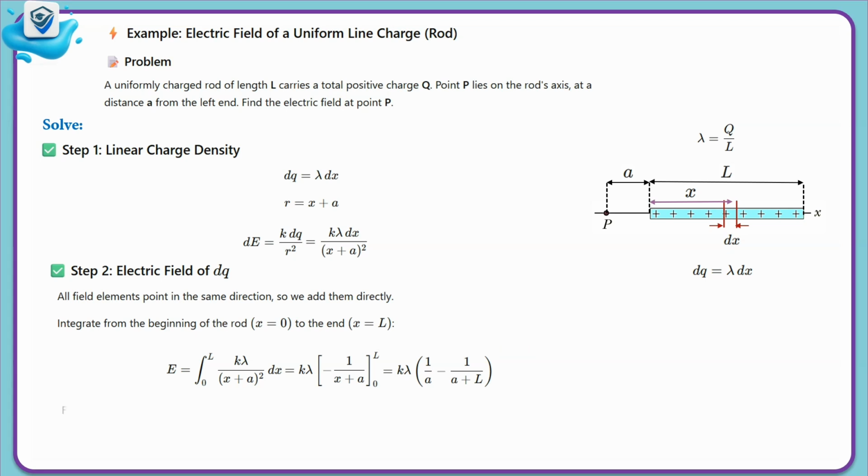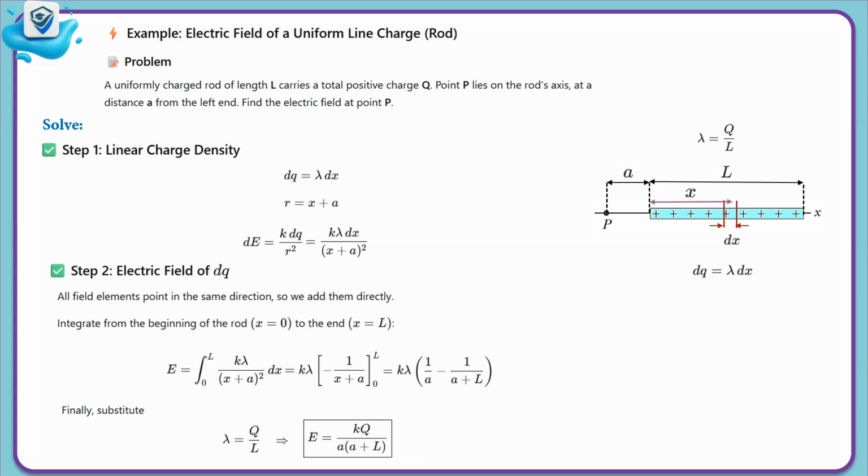Finally, substitute lambda equals Q divided by L into the equation. After simplifying, we obtain the final result. The electric field equals kQ divided by a multiplied by the quantity a plus L.